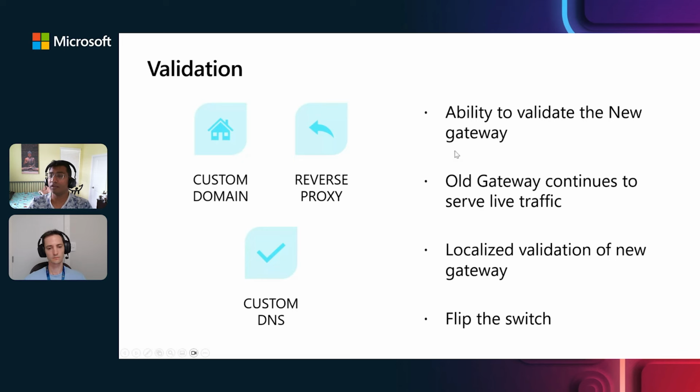Make sure that you request the time that you want both the instances to coexist before you make your deployment. The old gateway, throughout the process, continues to serve live traffic without any hiccups. So you have the ability to validate the newer gateway and keep fixing the network glitches as you notice them, and make it available for the switch. Once you are completely satisfied with your localized testing, you just update your DNS, reverse proxies, or custom domain entries to point to the new gateway, and the new gateway starts receiving the traffic automatically.